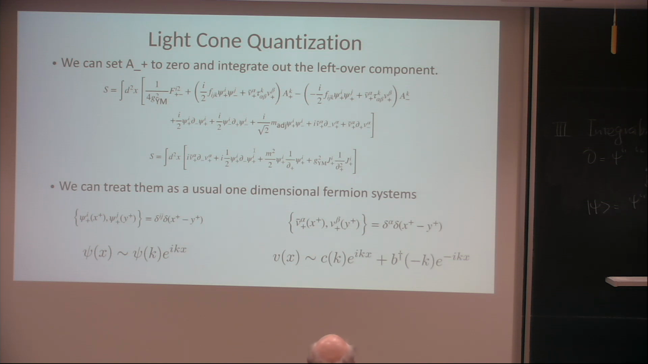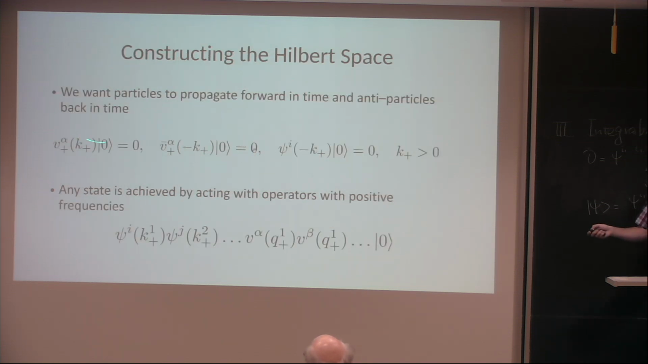I do the Fourier transformation. So I introduce these operators psi k and psi dagger minus k. And since they satisfy the usual anti-commutation relations, I can build the usual Fock space. For that, let me find the vacuum state. The vacuum state will be the one that is annihilated by all operators with negative k plus. So the Hilbert space consists of only the fermions that propagate forward in time, and all the states can be constructed by acting with these operators on this vacuum.